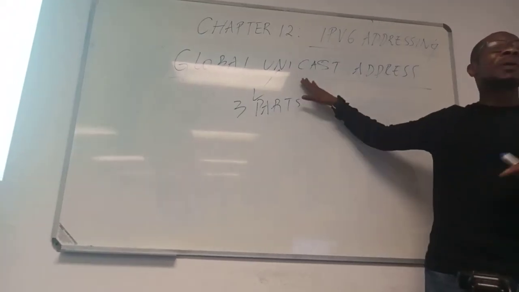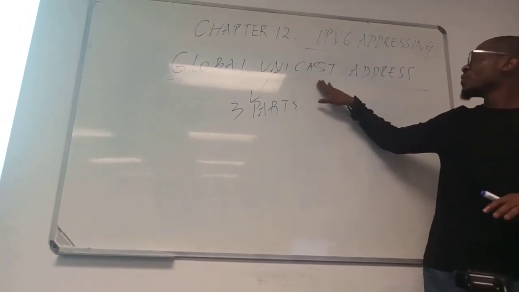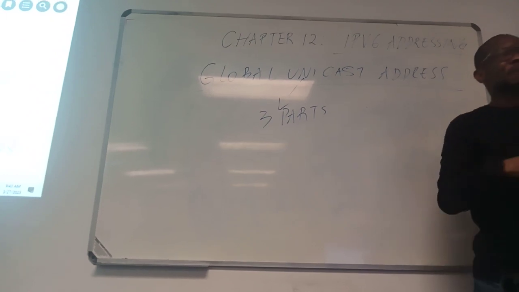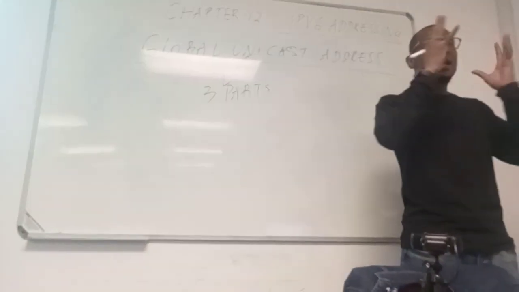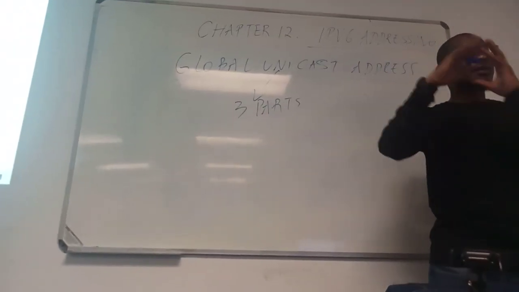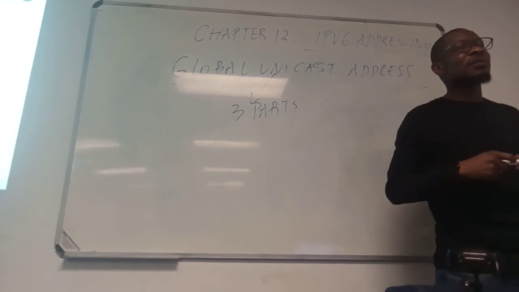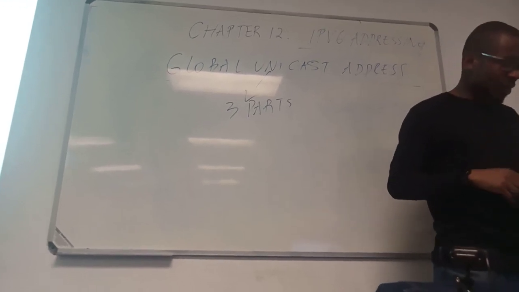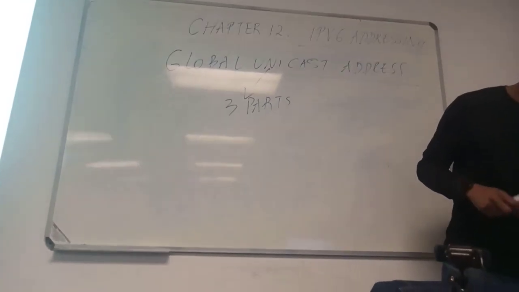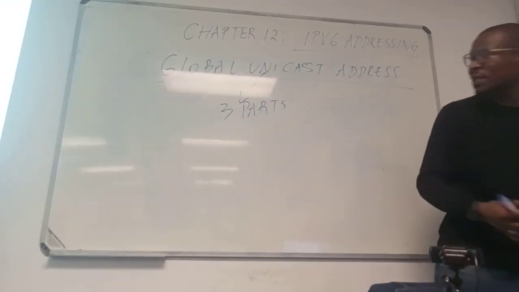So when you are dealing with a public IP or global unicast address, the first part shows you that you are using a public address. The second part shows the provider. The third part is your own part. For this IPv6, I don't want to go further.